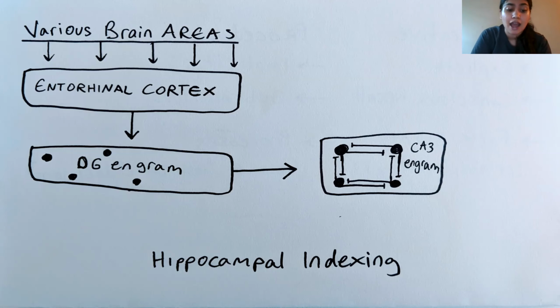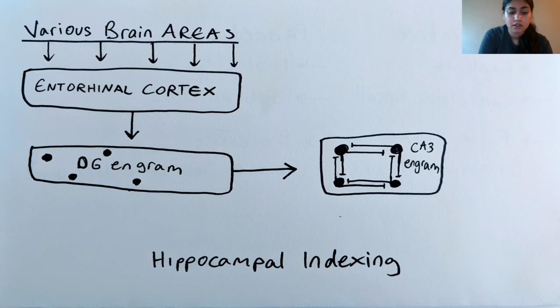And as the entorhinal cortex is getting all of those inputs from the areas of the brain that are currently active, the dentate gyrus has enough cells that it will be able to activate a unique combination of dentate gyrus cells for every experience. This unique group of cells corresponding to the experience is called an engram. And the dentate gyrus engram activates another engram in the cornu ammonis subfield 3 through the mossy fibers.